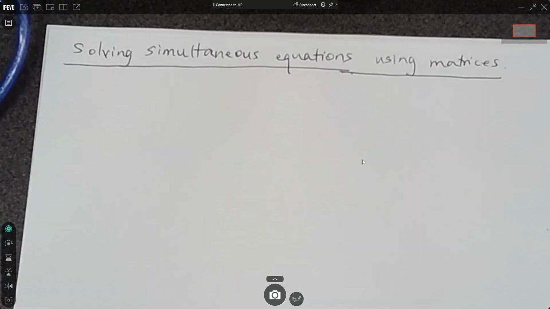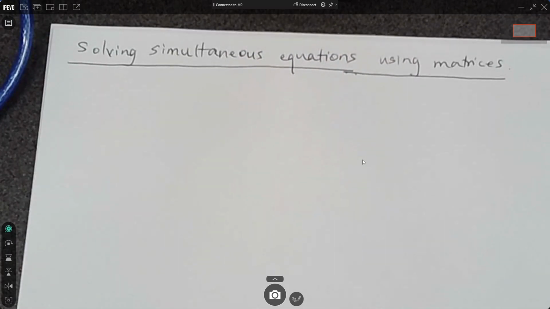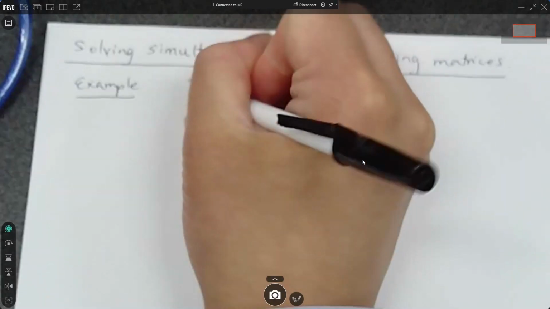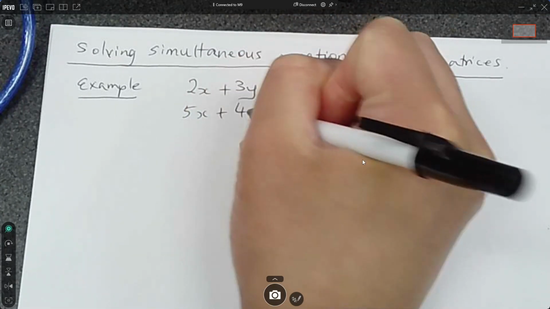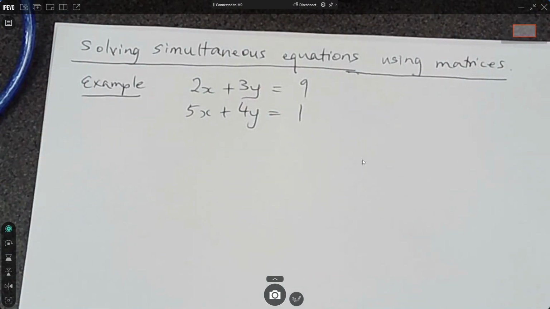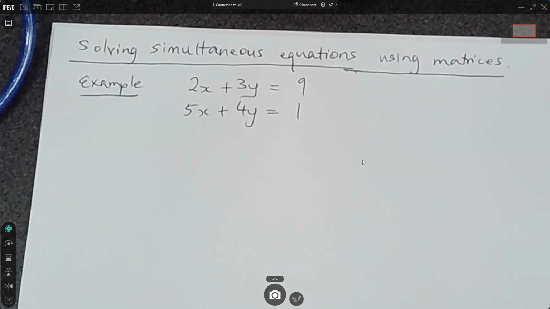Now, here is an example. Let's suppose I gave you these 2 equations. If I say solve simultaneous equations, what does that mean? What am I trying to do? Solve for x and y, which make both equations true. Okay? Now, watch this.